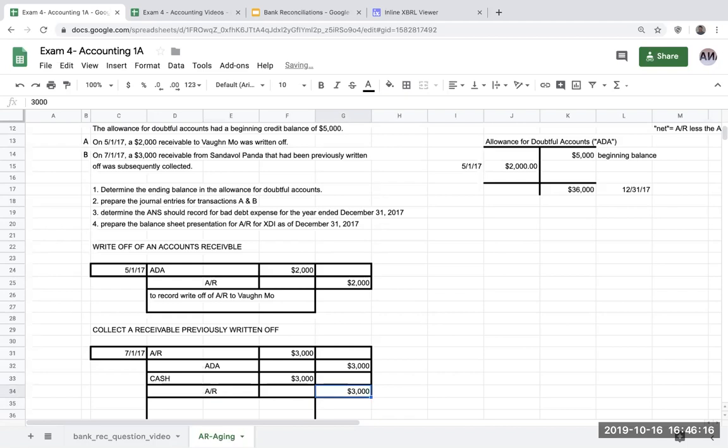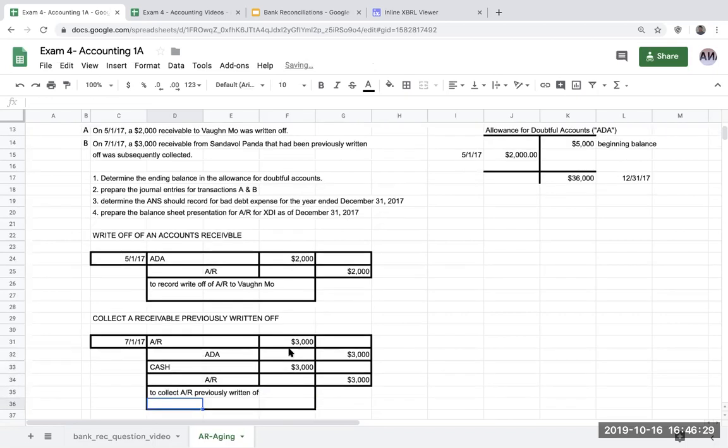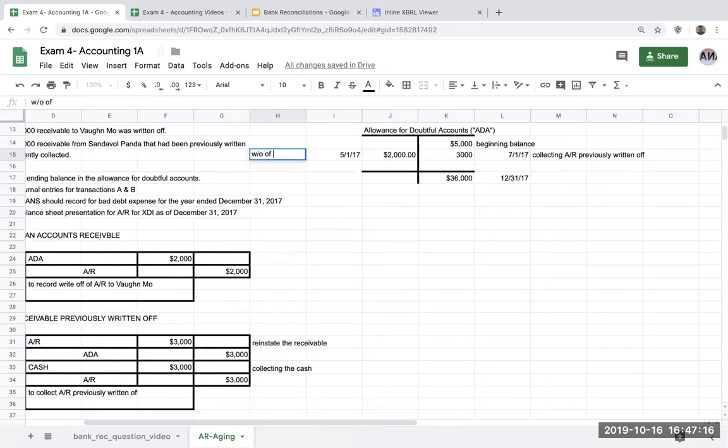So this is going to be to collect accounts receivable previously written off. So I reinstate the receivable. And then over here, I'm going to be collecting the cash. So on 7/1/17, this is going to be collecting AR previously written off.